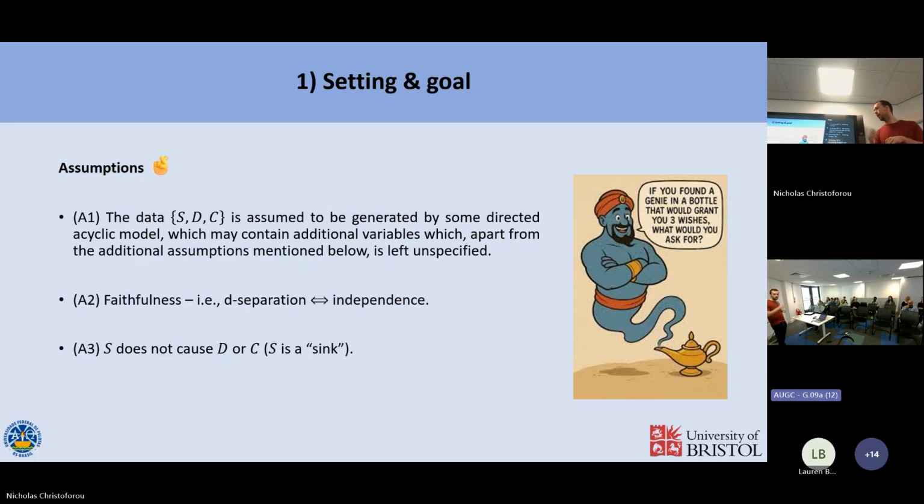And the third assumption I need is that S is what I call a sink, and by sink I mean there is no error coming out of S. That's plausible in some situations, not plausible in other situations. In observational studies, it is mostly plausible.